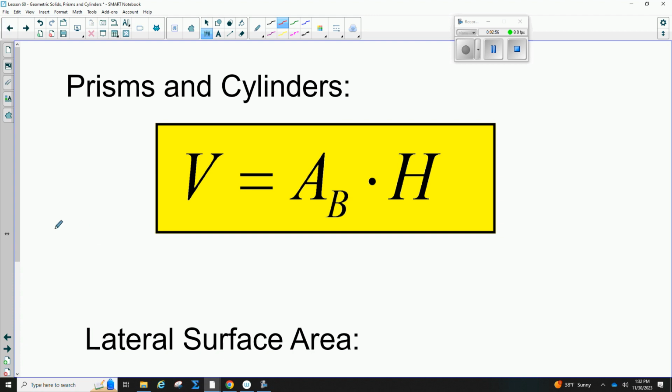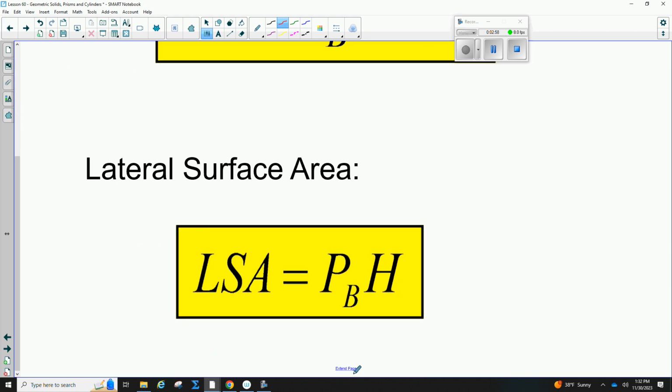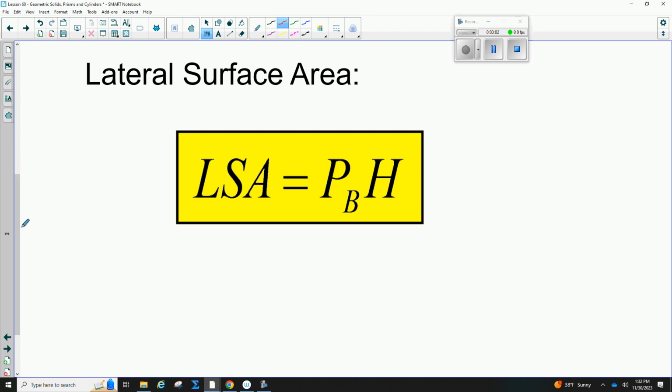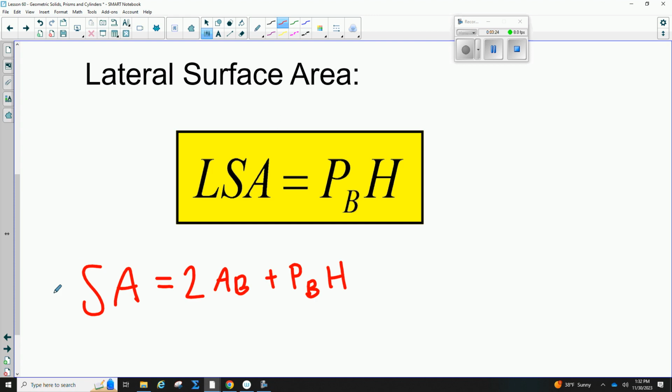And then this is like new-ish. If you did pre-algebra last year, maybe you did this. Lateral surface area. I would write this down. Okay, lateral surface area is equal to perimeter of the base times the height. This comes from the surface area formula that we use for prisms and cylinders, which is twice the area of the base plus perimeter of the base times the height. So this is the surface area formula, right?